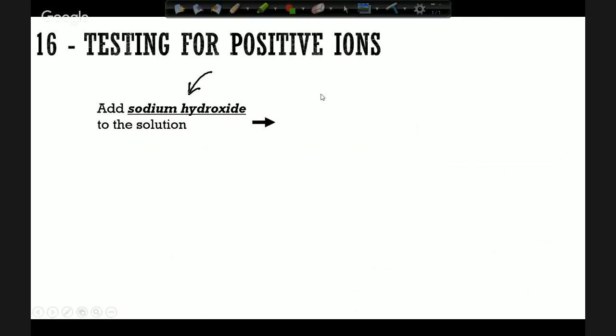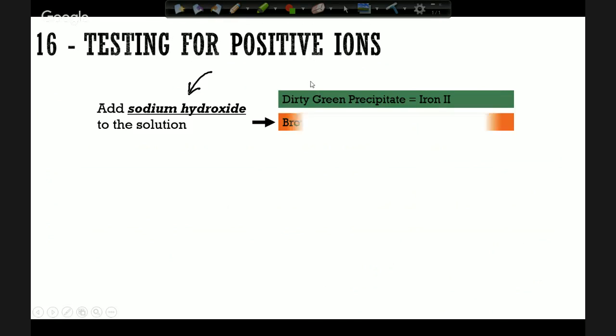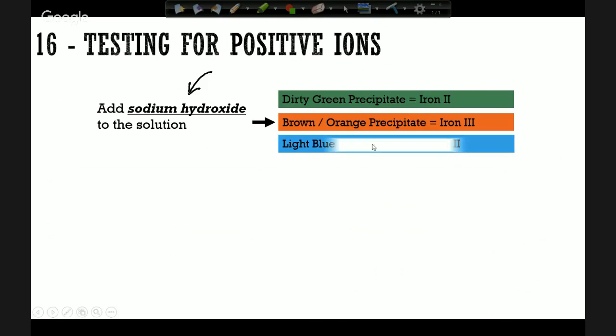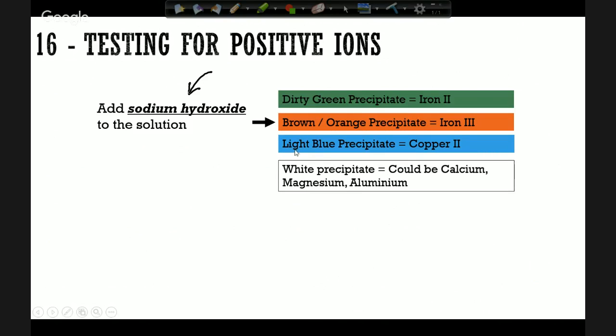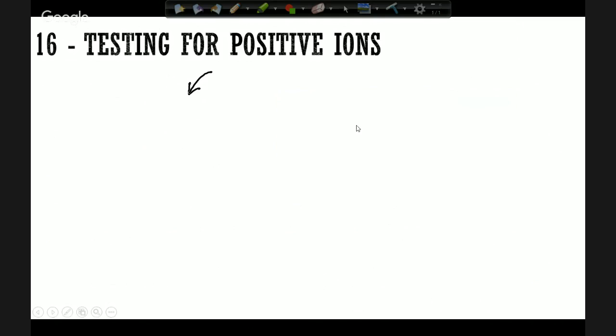And we remember this is a kind of flow chart of what happens. First of all, if you add sodium hydroxide and a dirty green precipitate is formed, that's iron 2. If a brown or orangey precipitate is formed, that is iron 3. And a light blue precipitate is copper. You don't need to remember about the light particularly, or the dirty. Just remember it's green is iron 2.